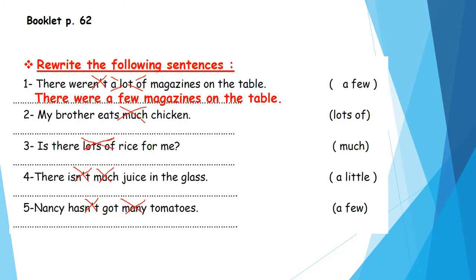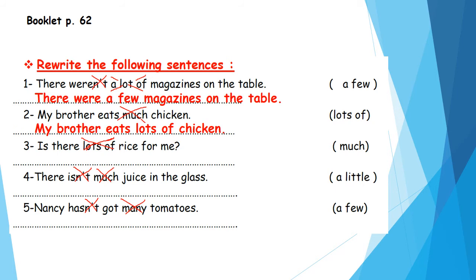Okay, number 2. My brother eats much chicken. Lots of. You know that we use lots of with countable and uncountable nouns, affirmative, negative, and questions. So the only thing that you will do, you will cross what? Super, you will cross much. So we'll say: My brother eats lots of chicken.